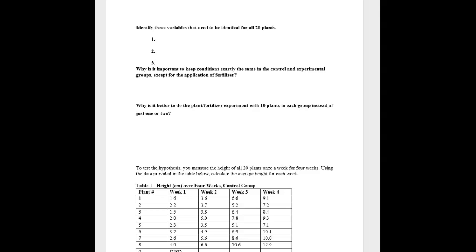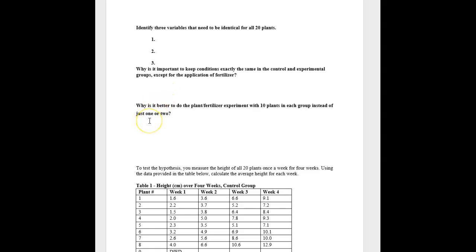So our next question asks, why is it important to keep conditions exactly the same in the control and experimental groups? Because otherwise you're not going to know what it is that caused the change. If you stick one group of plants in the sun and the other group in the dark closet, and you're also adding fertilizer, you have too many things that are changing between the two groups. So it's important to only change one variable, which is adding fertilizer.